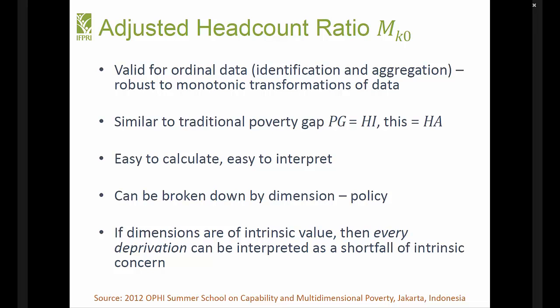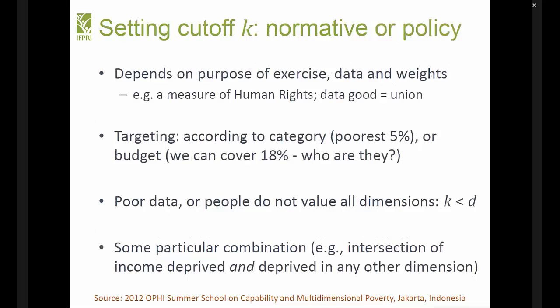And it's hard to answer because it's a judgment call. So it depends on the purpose of the exercise, the data, and the weights. As we said, if you're trying to get at a measure of human rights, like some basic quality of living should be guaranteed for everybody, then you want to use union. If somebody is depriving one, that's a problem because that is their right, right? So you use union as your K.